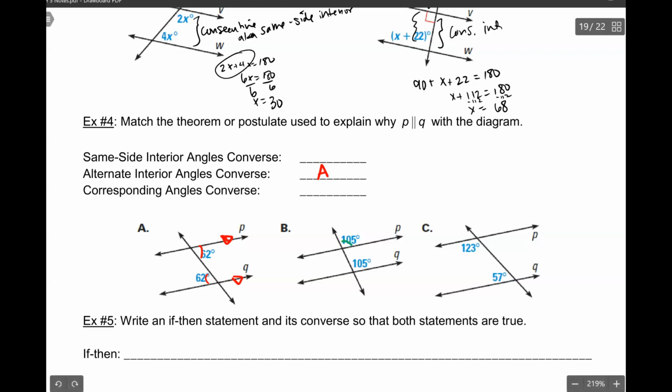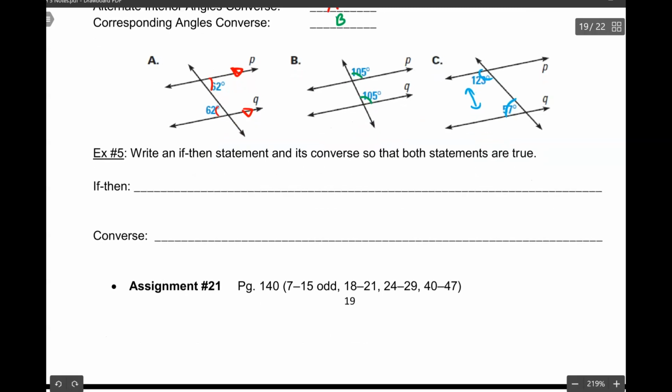Let's look here. We have corresponding angles. So this is the corresponding angles converse. And then lastly, that leaves us with the same side interior angles converse. Since these add to 180 degrees, I know that they're supplementary. Therefore, that only happens if they are part of two parallel lines. All right, right? If-then statement is converse, so both statements are true. There's many, many examples, so you guys can think of them and look at the ones we did in class.